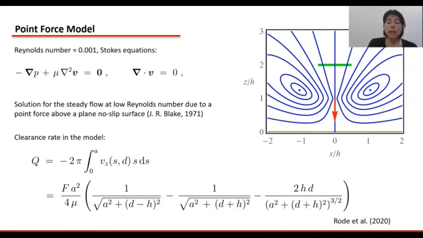For the case of the studied flagellates, the unknown parameter is F, the magnitude of the force, which we can calculate with the given clearance rates that we obtained through particle tracking.